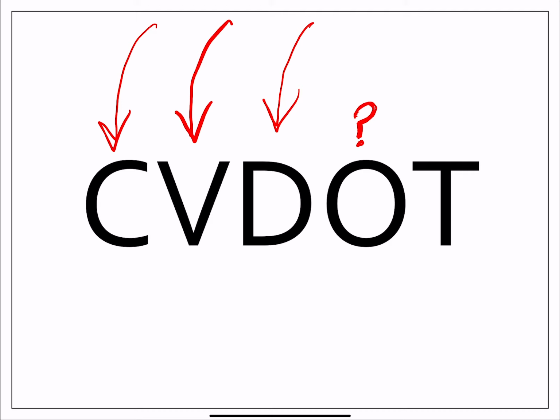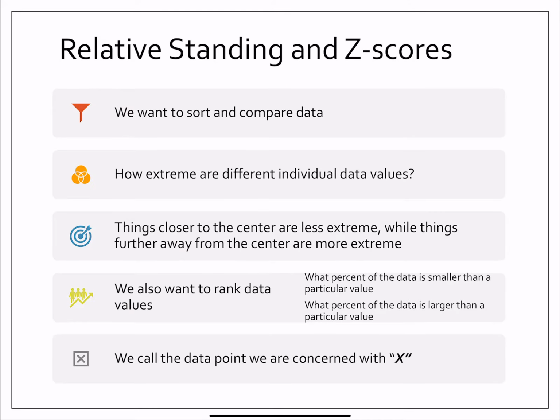What we talk about today will be under variation, and in particular, we're looking at relative standing, and that's under variation. So that's just giving you orientation for where we are and what it is that we're trying to do now. So basically, with relative standing, can someone read the first bullet point? We want to sort and compare data.